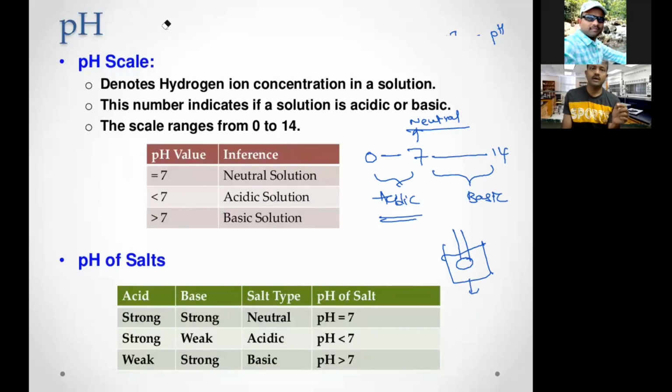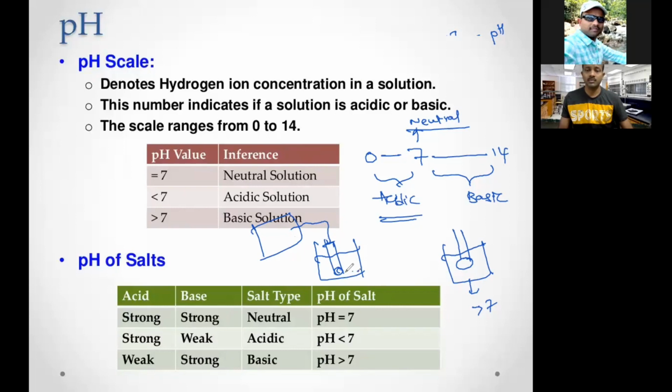When you dip the pH meter in a basic medium, the pH meter is connected to a display. The display shows a value like 7, 14, 8, or 9, the pH value of the solution we are taking. Based on this pH value, you can come to know which one is acidic in nature and which one is basic in nature.